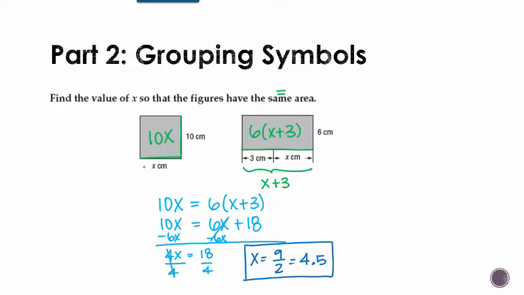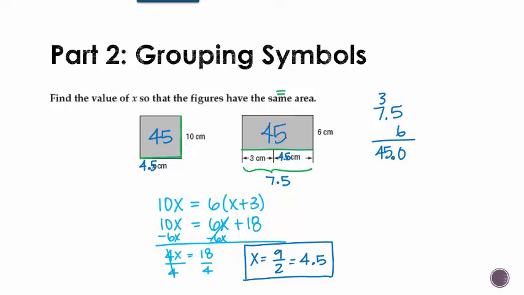So plug this in. If your answer is 4.5 and this is 10, that means my area is 4.5 times 10, or 45. This over here is 4.5 plus 3, so that's really 7.5 times 6. And if you multiply 7.5 times 6, 6 times 7 will give you 42, 43, 44, 45. Got one decimal, it gives you 45. Same area for both of them.